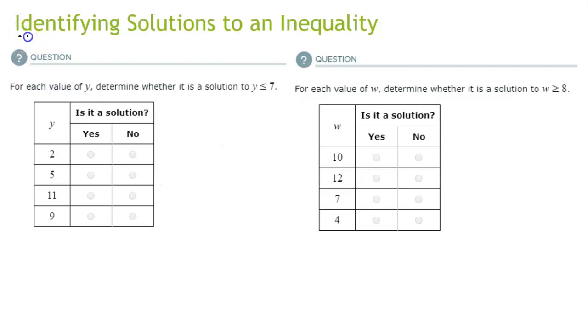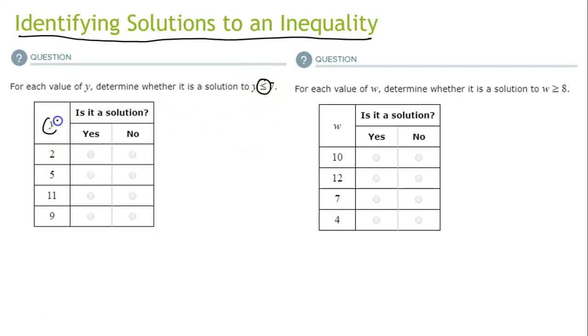All right, identifying solutions. We've got a new topic, so you're going to want to write this new topic at the top of your next section and underline it. You don't need a new page every time. It says for each value of y, determine whether it is a solution to y is less than or equal to 7. So you need to first make sure you know what that sign is in order to figure these out. That's a less than or equal to.